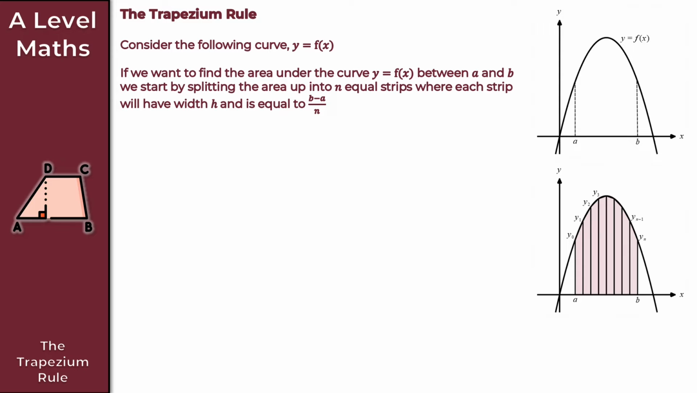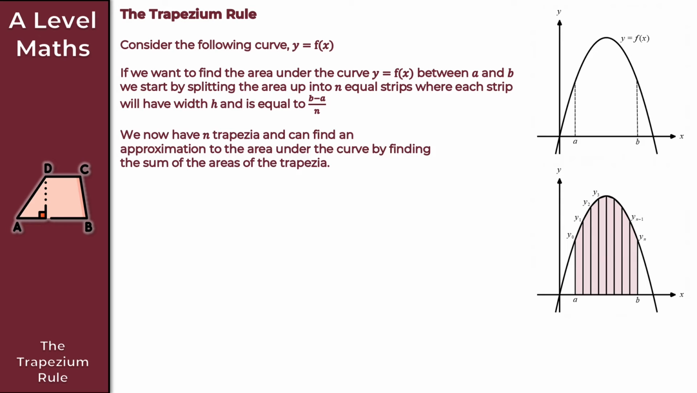And we can also see on our diagram, we have y0, y1, y2, y3, and so on, all the way up to y subscript n minus 1 and yn. So what we now have is n trapezia, and we can find an approximation to the area under the curve by finding the sum of the areas of the trapezia. So in that case, the area under the curve is given by the following.